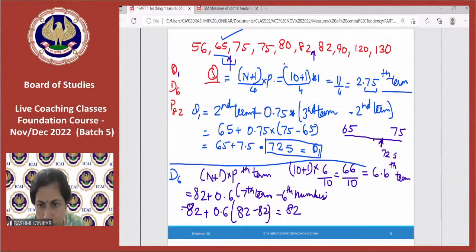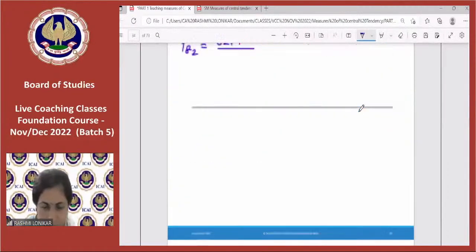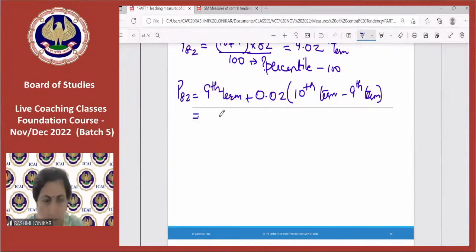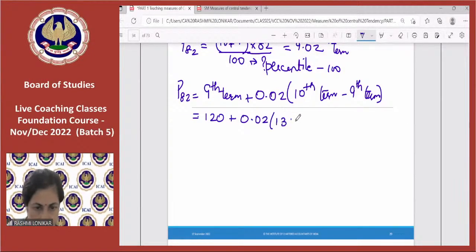Ninth term is 120 and 10th term is 130. So 0.02, 10th term minus ninth term is 130 minus 120, which is 10. 10 into 0.02 is 0.2. So this is equal to 120.2.